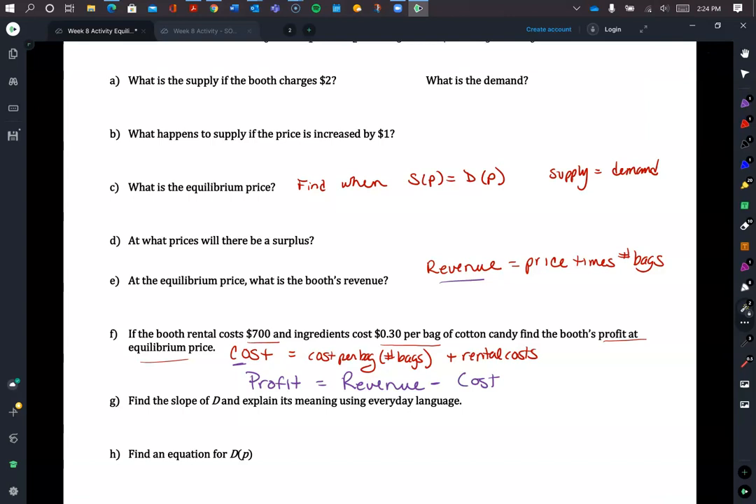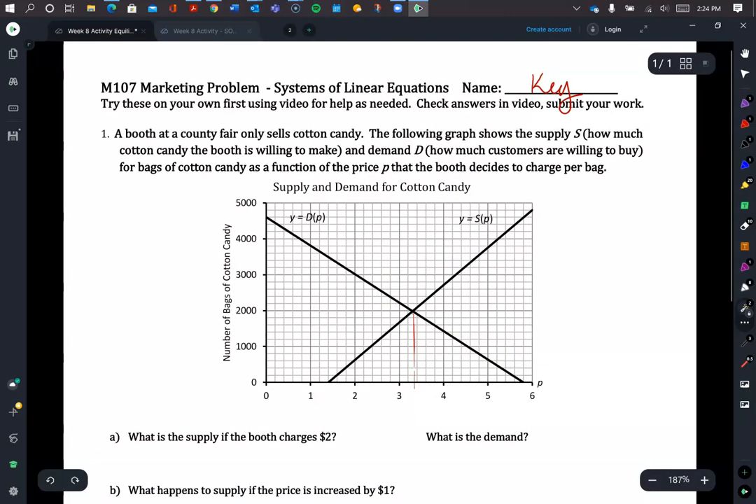You could do the same. It doesn't ask you to do this, but you could look at the supply and see what the slope is, but it would be a little harder to find the y-intercept because we don't have that showing in the graph. We only have it over this domain of charging like $1.40 in there. All right, so I hope that helps.